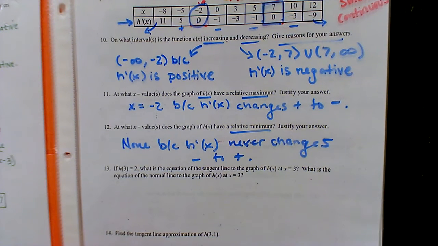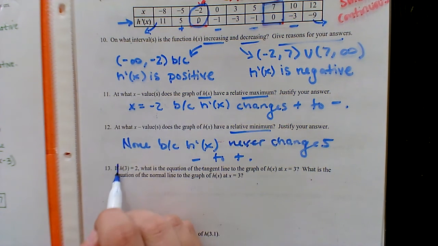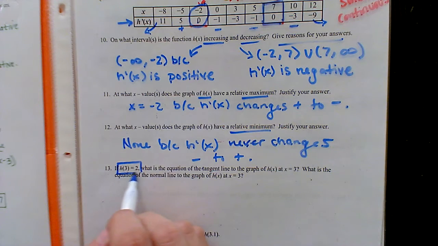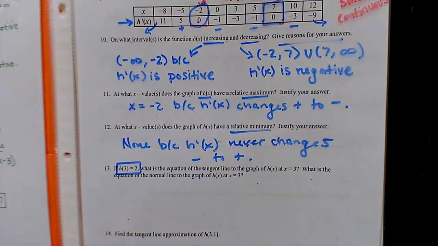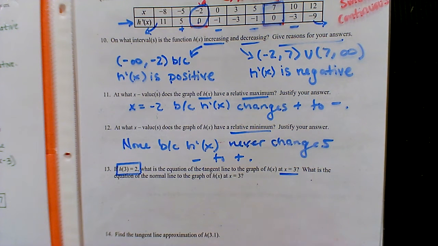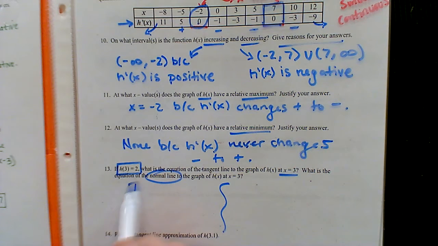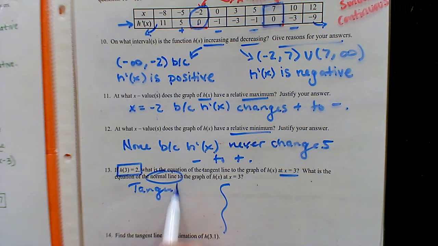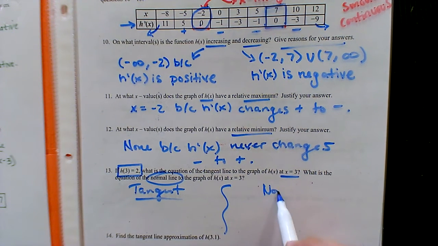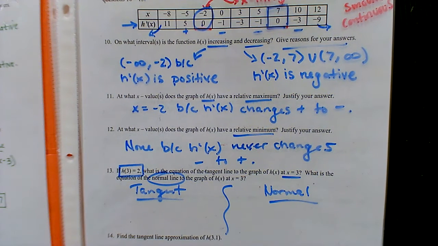All right, let's check out 13. If h of 3 is 2, so this is original function information. See how it just says h, not h prime. So if h of 3 is 2, what is the equation of the tangent line at x equals 3? What is the equation of the normal line at x equals 3? So we've got to write 2 equations. One's tangent, one's normal.